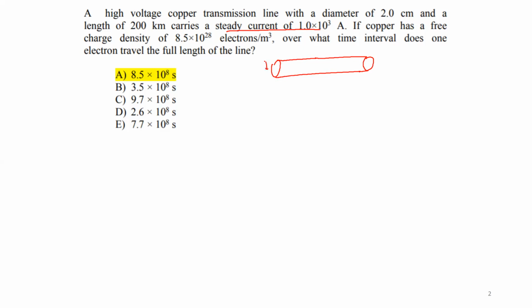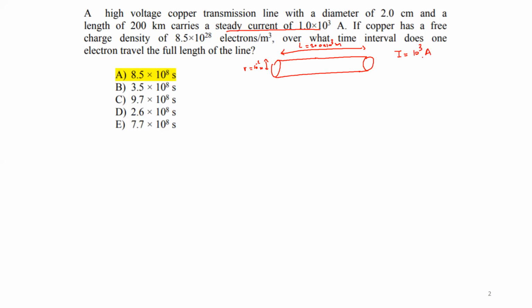So I give you here the radius, which is 1 centimeter. And I give you the length of the transmission line, L, 200 kilometers. And it carries a steady current. So I give you the current, I, is equal to 1000 amperes.